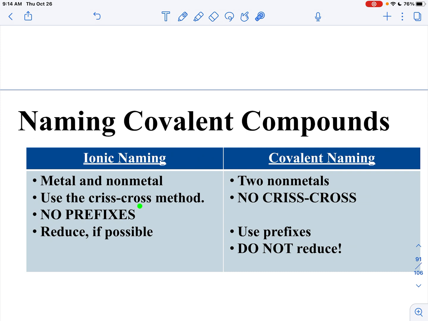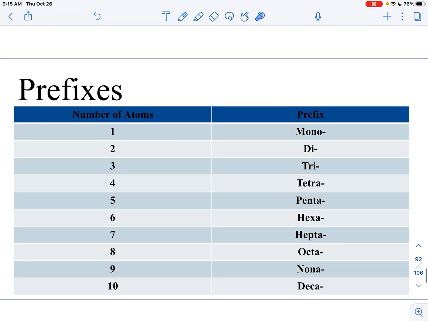In ionic, we've been using the crisscross method forever and ever. In covalent, you do not crisscross. There is no crisscrossing. We have never used prefixes in ionic naming. We are going to use them in covalent. We have been reducing or simplifying, but you do not do that in covalent. So that's something you need to get used to. Okay, so as you're going through, just keep this in mind.